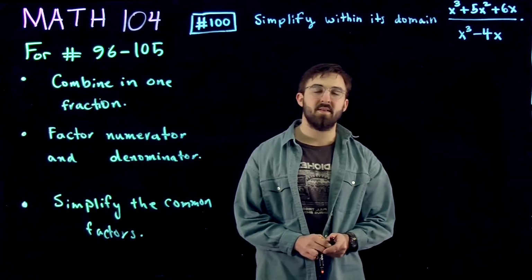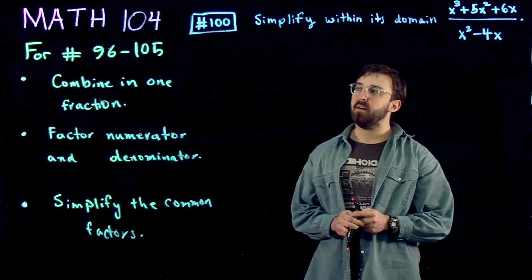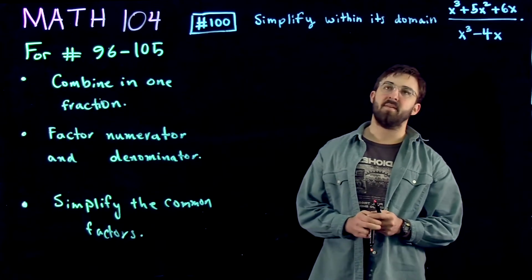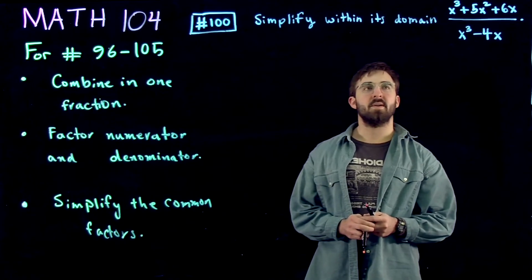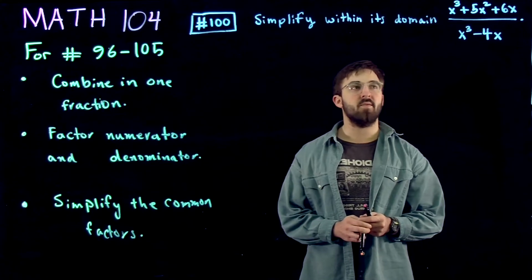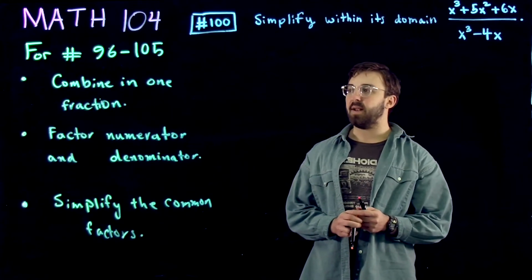Hello, we're continuing with the Math 104 Gateway questions. This is question number 100 from the pool of 96 to 105. The question says to simplify within its domain the expression x cubed plus 5x squared plus 6x all over x cubed minus 4x. So step number one is to combine into one fraction.